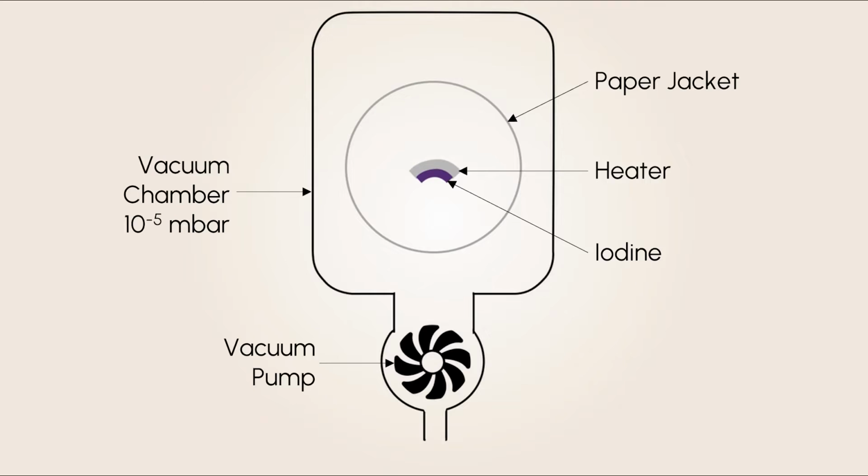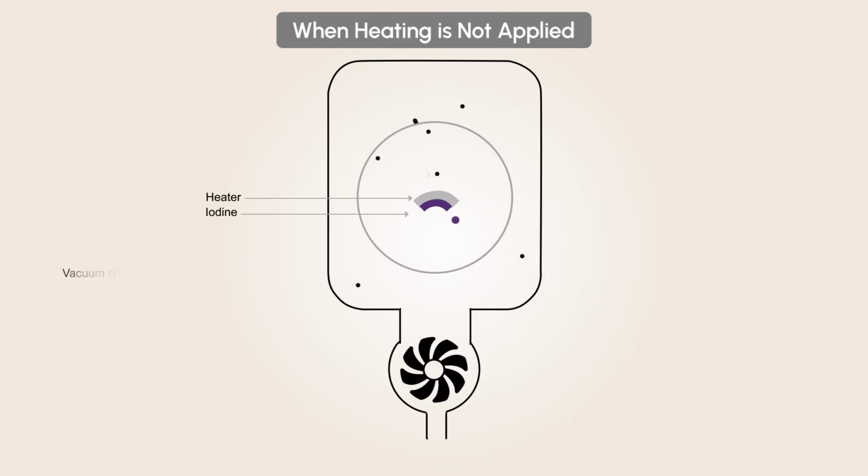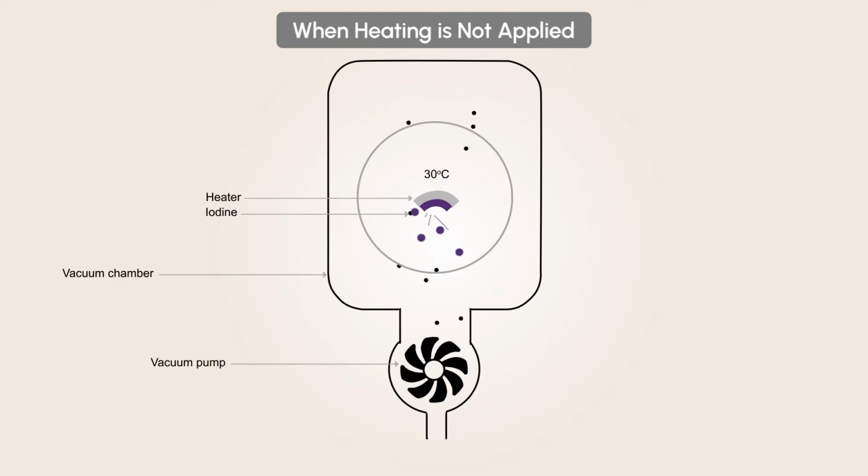This is the experimental setup. Vacuum chamber, vacuum pump, electrically heated plate, iodine crystals deposited underneath the heater plate to inhibit directly upward movement. A white circular paper jacket is placed to capture iodine deposits. When heating is not applied, at room temperature, iodine particles leaving the iodine crystal deposit move downwards and deposit at the bottom of the paper jacket with time. Such deposition can be visually observed.